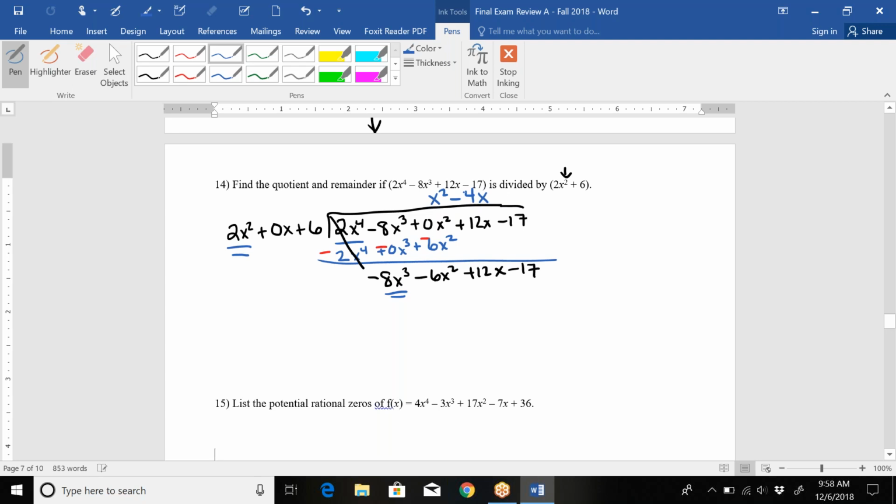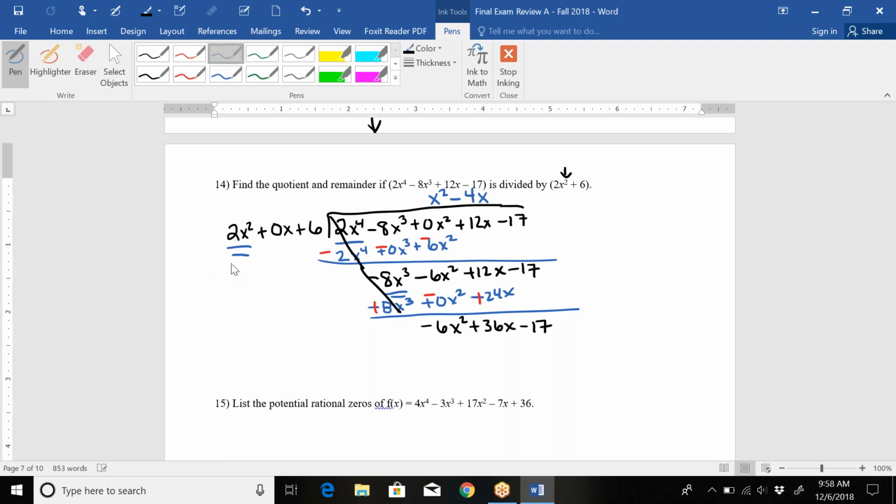So now you need to multiply this negative 4x times everything out front. So that would make negative 8x cubed plus 0x squared minus 24x. Then we have to remember, and I always do this in a different color so you can see it, we have to go through and change all those signs. That's the subtraction step. That will make that cancel. This is negative 6x squared plus 36x minus 17.